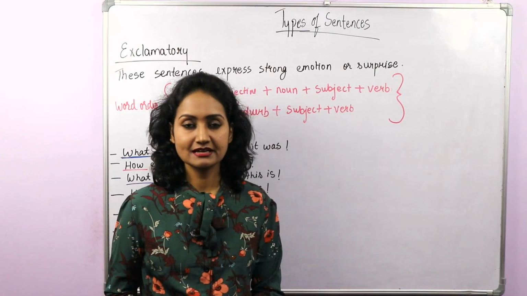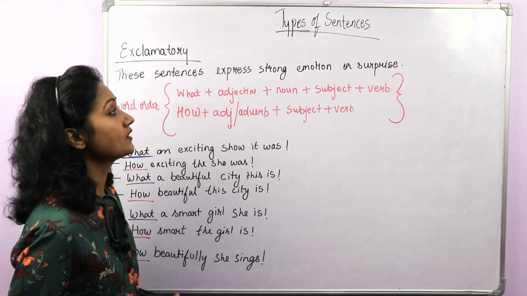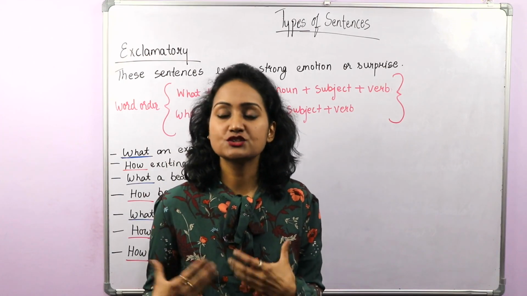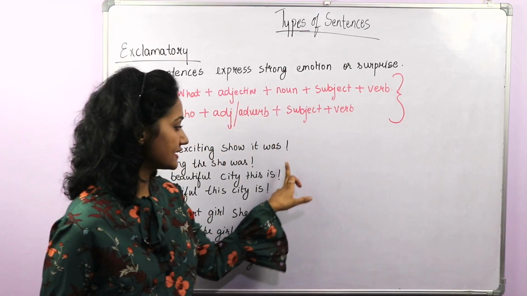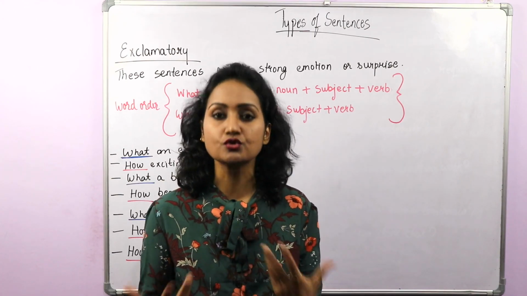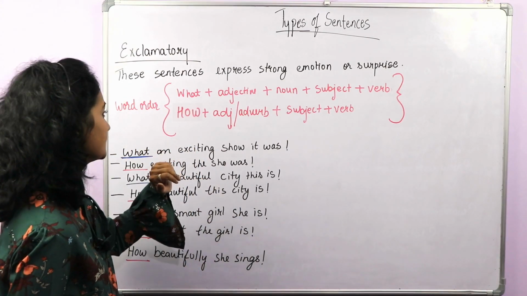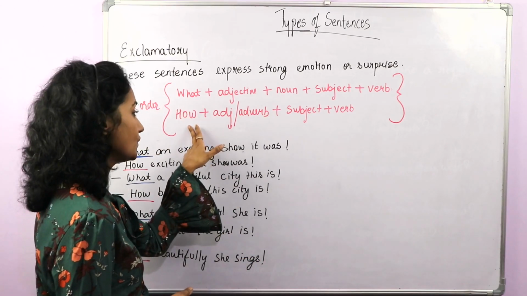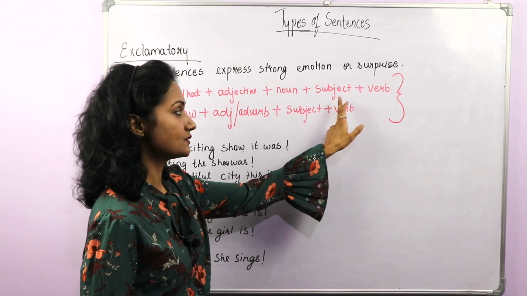And the last one is exclamatory sentences. These sentences express strong emotion and surprise. Whenever we express strong or very powerful emotions, we use an exclamation. These are exclamation marks at the end of the sentence. So they are basically used to show your emotion. Before looking at the examples, let's look at the word order. We generally frame these kinds of sentences with what or how. When we use what, then after what comes adjective, then noun, then subject and verb.